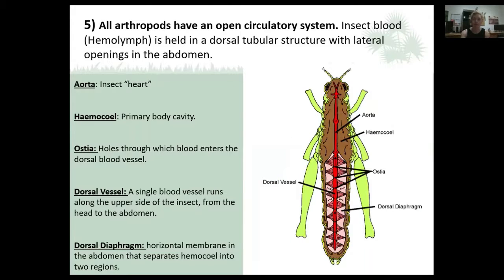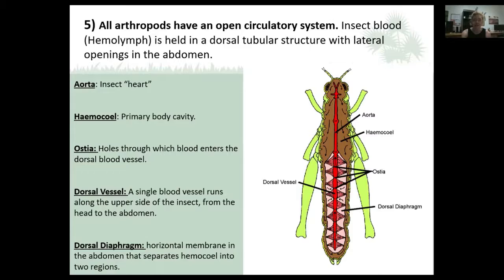The fifth characteristic is that arthropods have an open circulatory system, whereas our blood is confined in veins and arteries. Insect blood, which is called hemolymph, flows freely throughout the body. The brown highlighted area in this illustration is the primary body cavity for circulation.